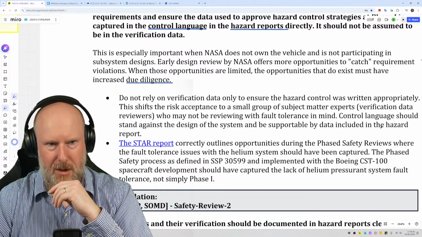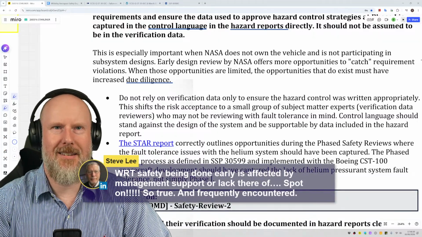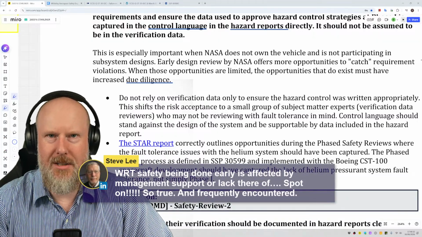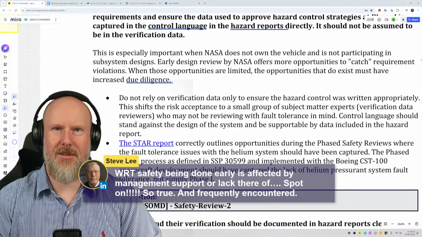I've just noticed there is a comment, so let's have a look. So Steve, hi Steve, good to see you. Thank you for coming along. With regards to safety being done early is affected by management support or lack thereof. Spot on, so true and frequently encountered.